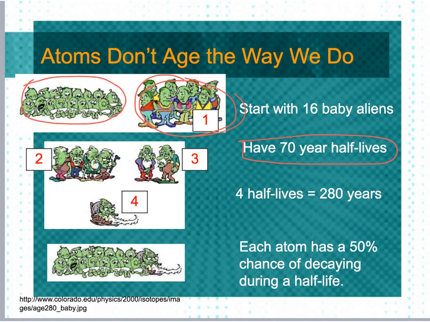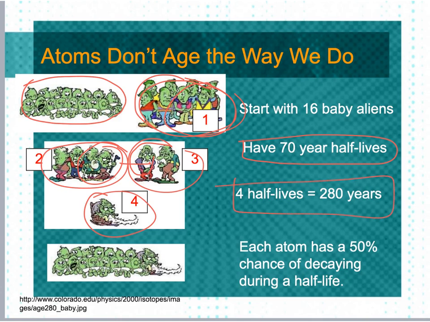But after 2 half-lives, only half of this group will decay even further into 140 years. And then half of that group will decay into 210 years old. And then of the remaining 2, only 1 will have decayed into, after 4 half-lives, 280 years old. So he'd be 280 years old. So hopefully that kind of makes sense. That's basically how atoms age.